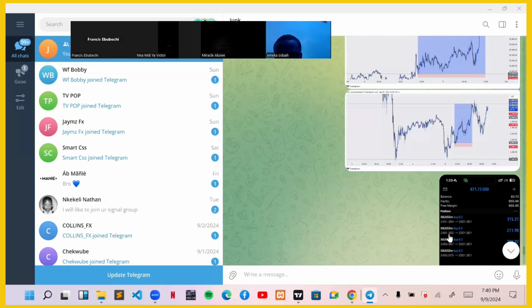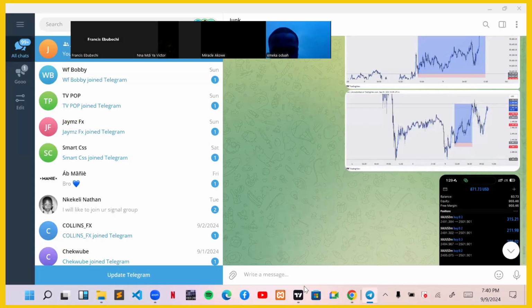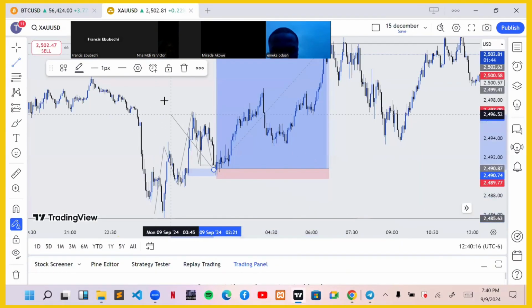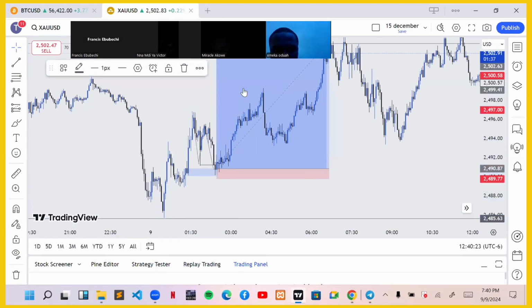I just took a small trade. It was not really much. I wasn't even planning on taking the trade, but I just saw it and I just had to take a trade. So like I said, the inducement is a trap. It's the first pullback that the market makes after a break of structure or after a market structure shift.